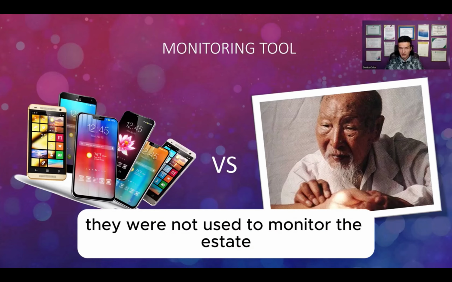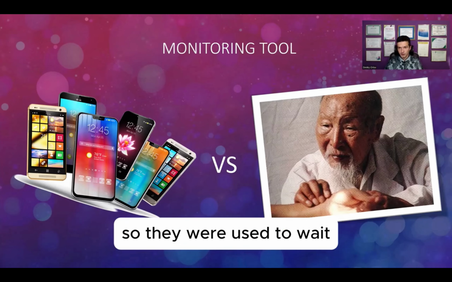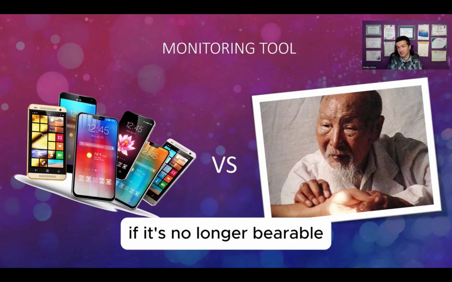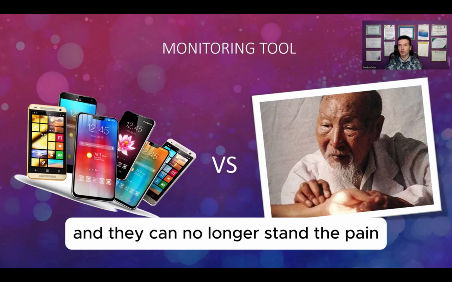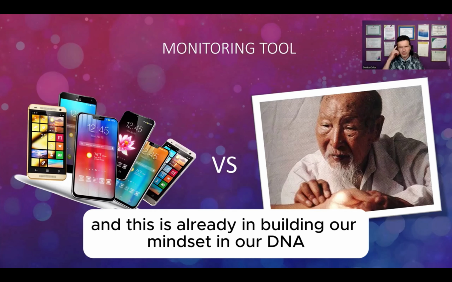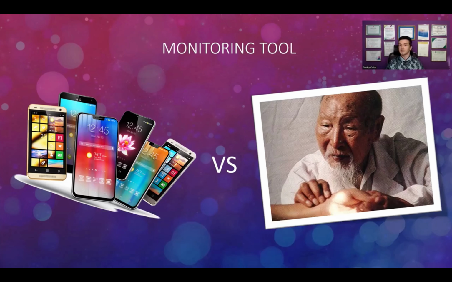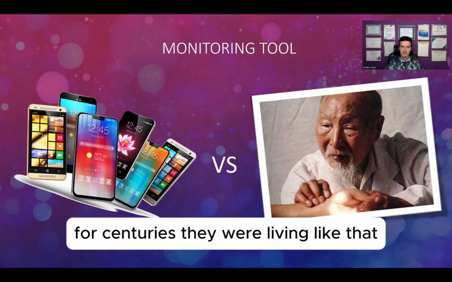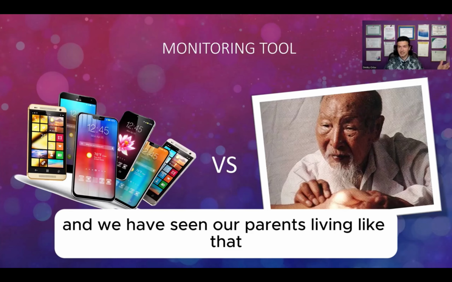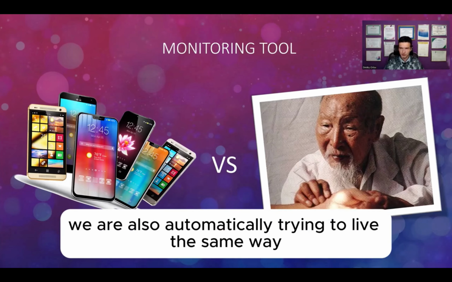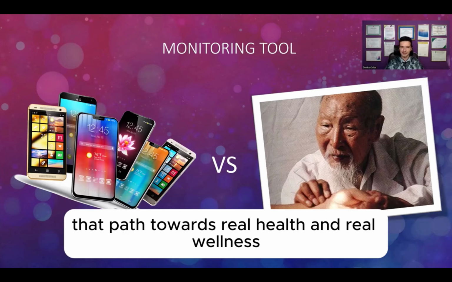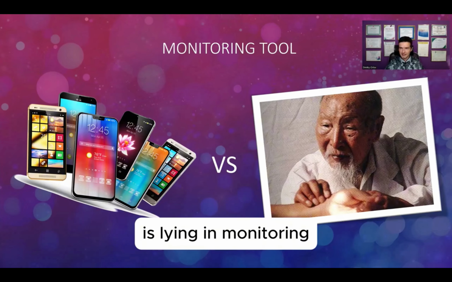They were not used to monitor their state. So they were used to wait till something will start aching and only then go to the doctor if it's no longer bearable and they can no longer stand the pain. And this is already built in our mindset, in our DNA, the way our grandfathers and grandmothers lived, great-grandfathers, etc. For centuries, they were living like that. And we have seen our parents living like that, and now we are also automatically trying to live the same way. But the thing is that the path towards real health and real wellness is lying in monitoring the state.